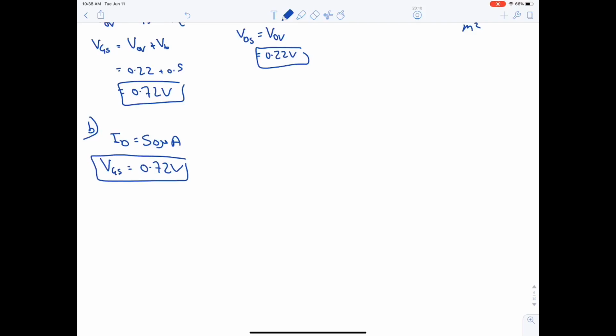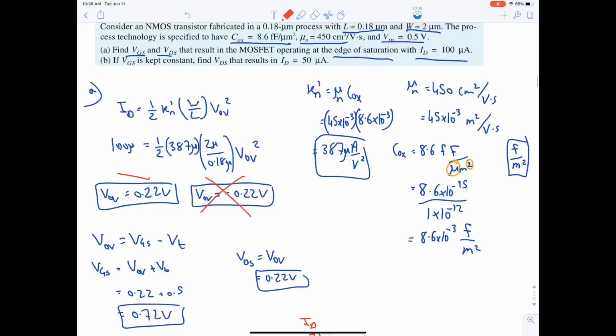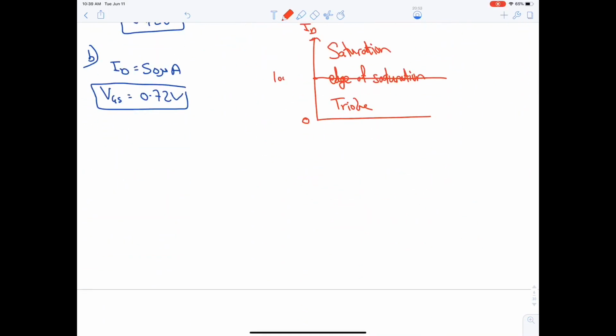Okay? Now, which region are we in? We need to think a little bit. Imagine this is the axis and this line is the threshold edge of saturation. Okay? And this is the zero axis. We have triode, then we have the saturation. Okay? This is the axis of ID. When we were in edge of saturation, what was ID? It was 100 microampere. So here it's 100 microampere.